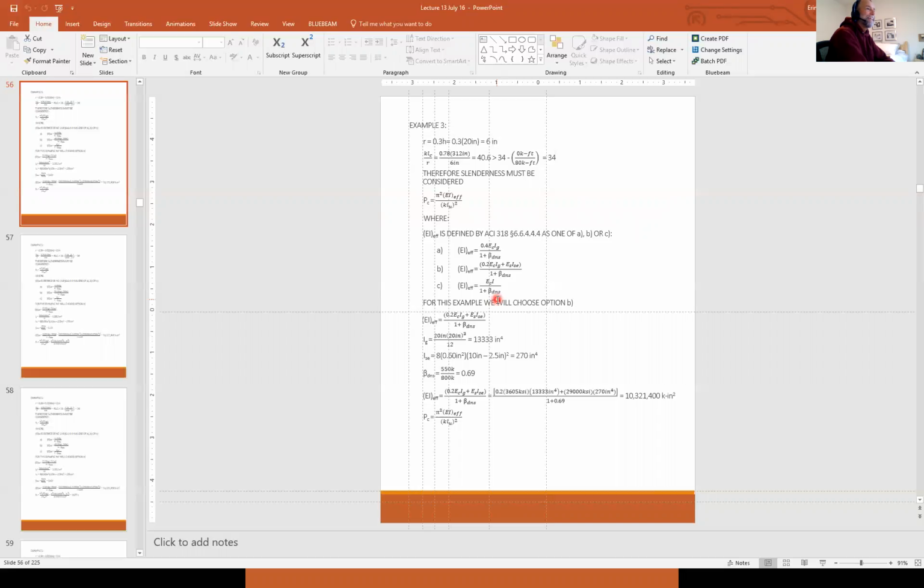Okay, so that's beta dns. The ns of the dns stands for non-sway. So you have a beta dns or you have a beta ds. For beta dns, it is representative of the sustained axial load over the total axial load. For beta ds, it is the sustained shear over the total shear. So one is axial, one is shear. Where I did that was right in here somewhere. Right there, I see it. Let me isolate it.